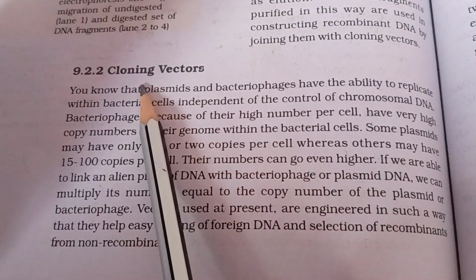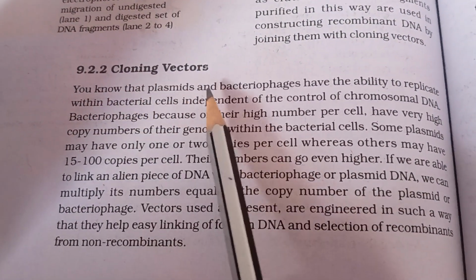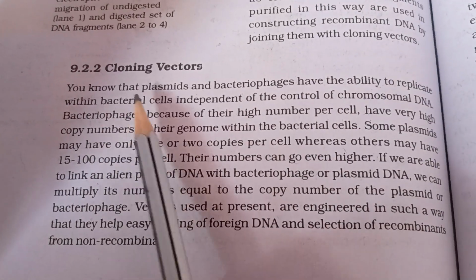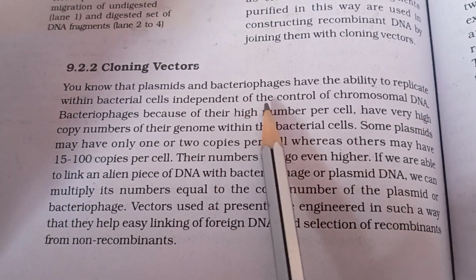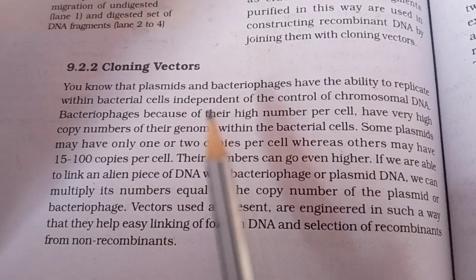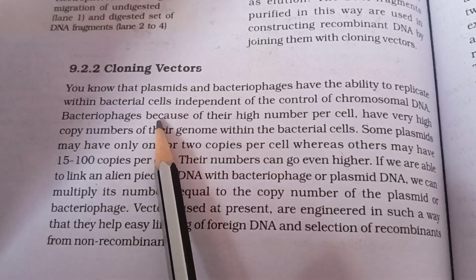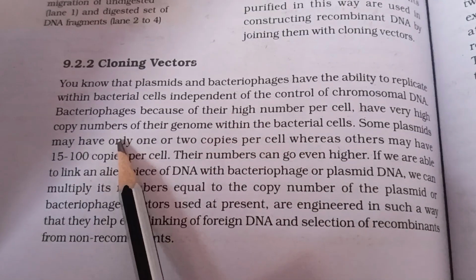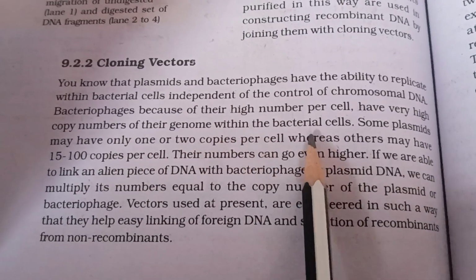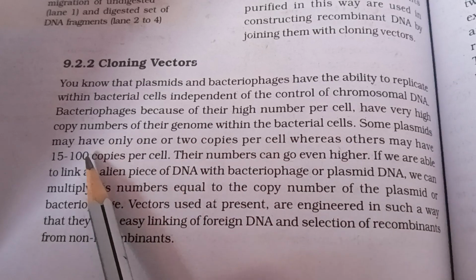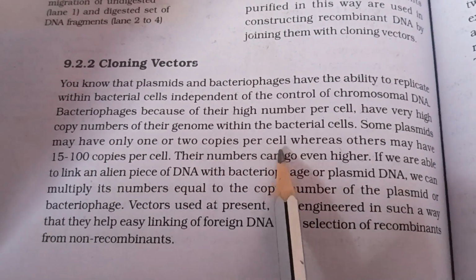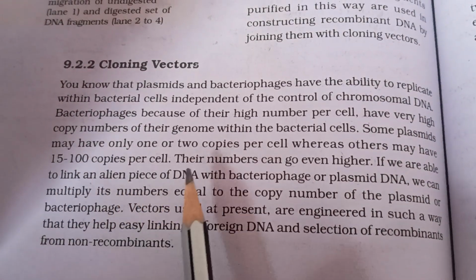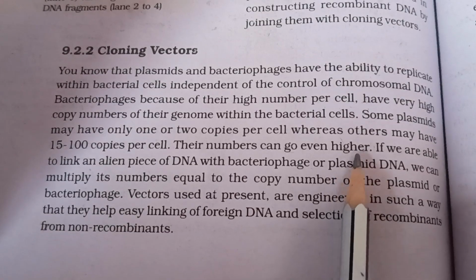Okay, so now cloning vectors. You know that plasmids and bacteriophages have the ability to replicate within the bacterial cells independent of the control of the chromosomal DNA. So bacteriophages, because of their high number per cell, have very high copy numbers of their genome within the bacterial cells. Some plasmids may have only 1 or 2 copies per cell, whereas others may have 15 to 100 copies per cell.